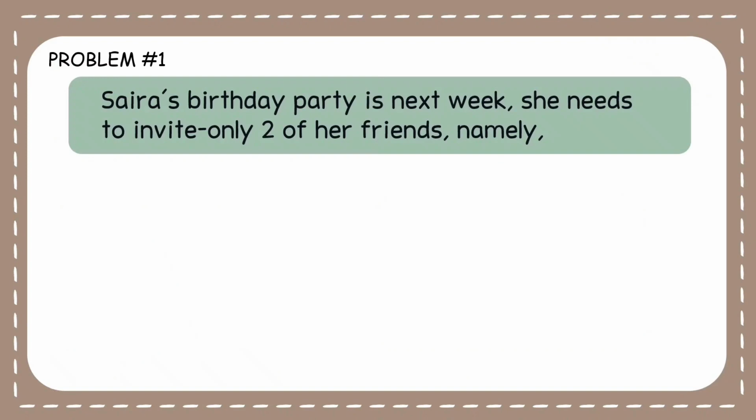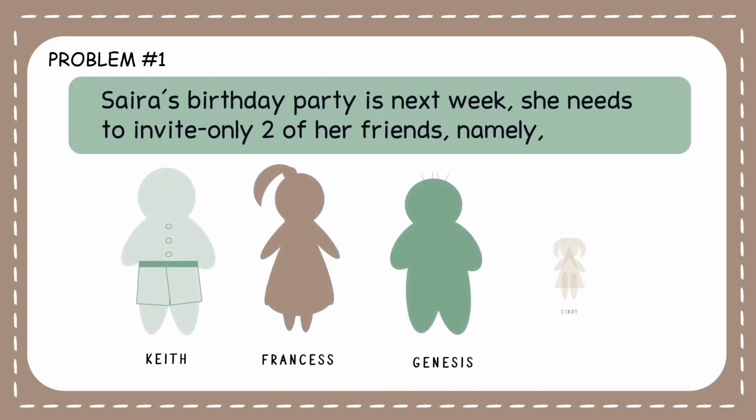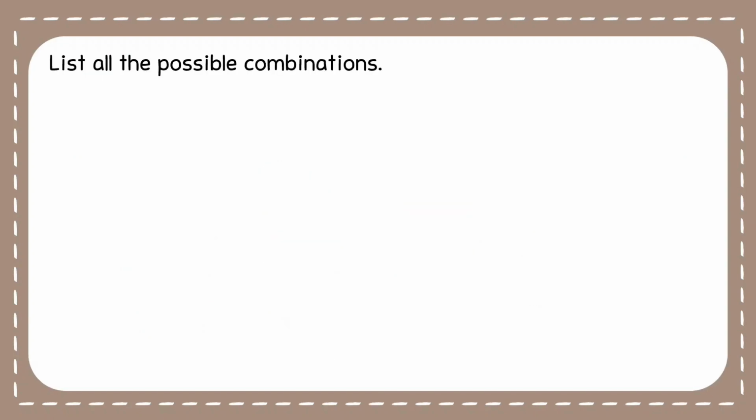Now, for you to understand combinations, let's have this problem. Syra's birthday party is next week. She needs to invite only 2 of her friends, namely Kit, Frances, Genesis, and Cindy. In how many ways can Syra choose 2 out of 4 of her friends? Now, let us try to list all the possible arrangements that Syra can do. First, she can choose Kit and then Frances, or Frances then Kit. This is just one combination because remember that the order is not important.